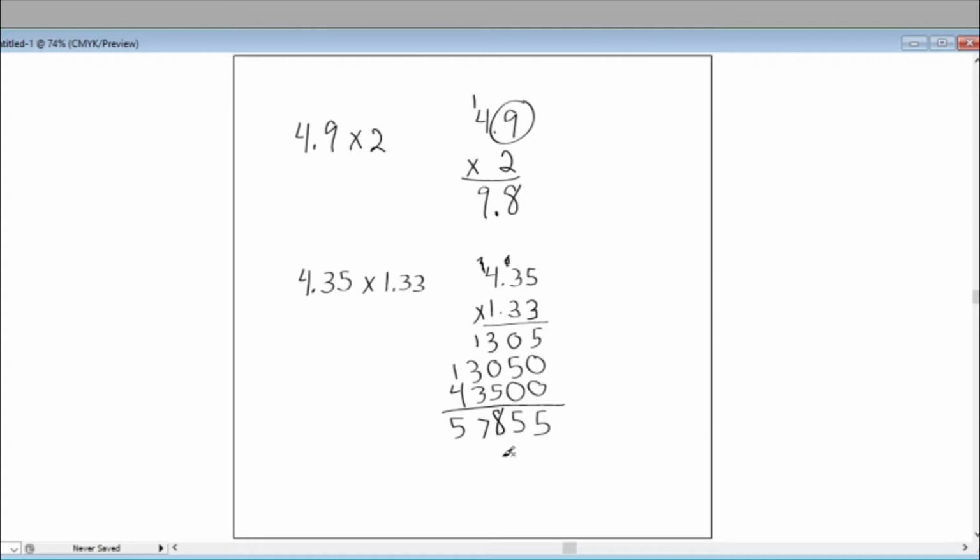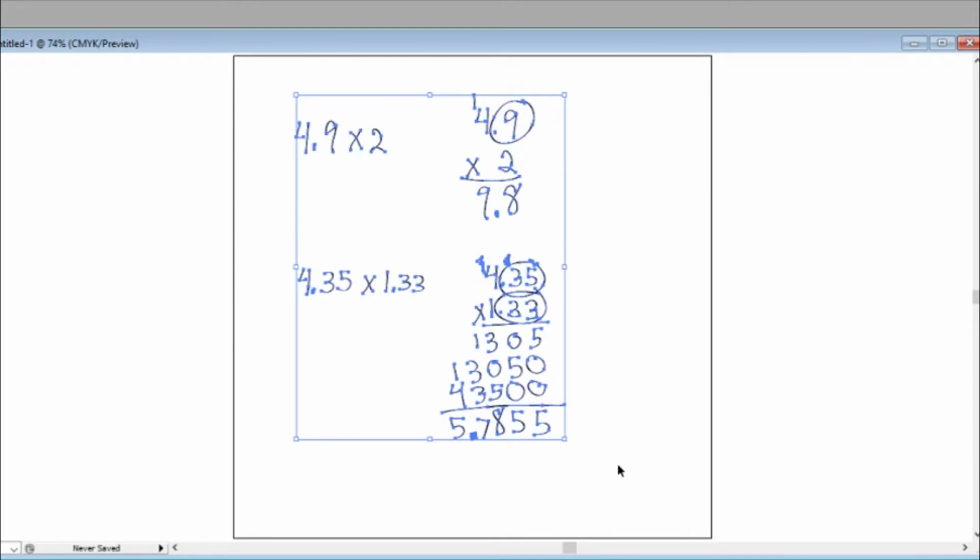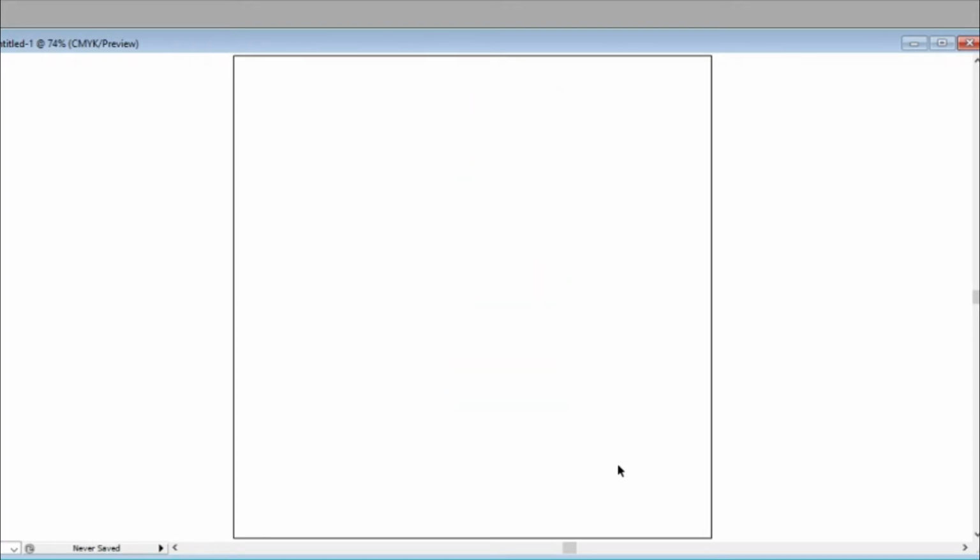Okay, so now we have to ask ourselves, how many place values do we go into our answer? Well, I have 2 place values here and 2 place values here. So that's 4 decimal place values in total. So we need to go in 4 decimal place values in my answer, which means my decimal is going to end up there. Okay. All right. So that's the basics of multiplication. Let's do division now.